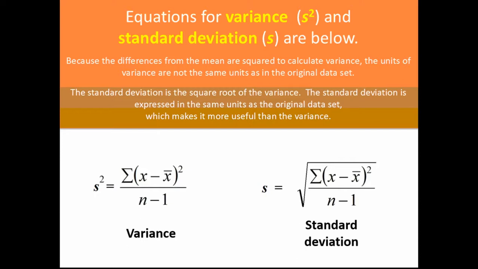Sigma is sum. The X is an individual data point. X bar is the average or the mean, which we all know how to calculate. N is the sample size. So all of the data values they should be able to find from their information, and it's just a matter of putting it into the equation.